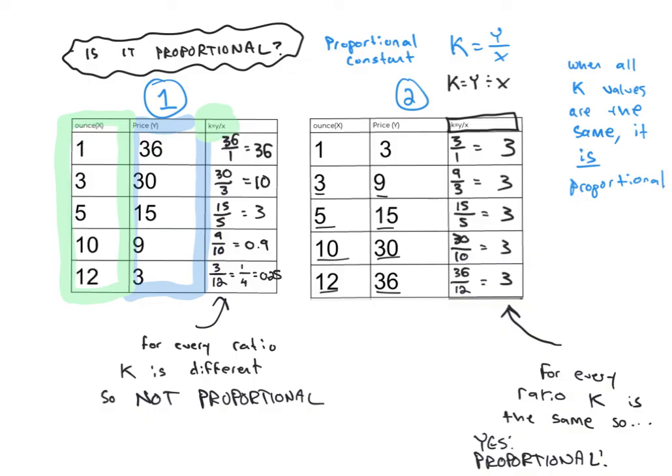And that's all there is to it. If you want to find your proportional constant, which we call k, you do your y values divided by your x values.